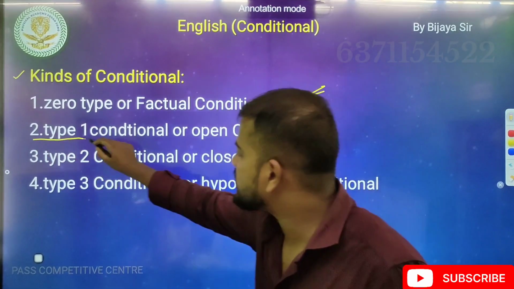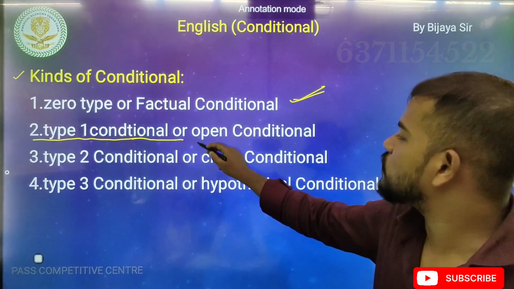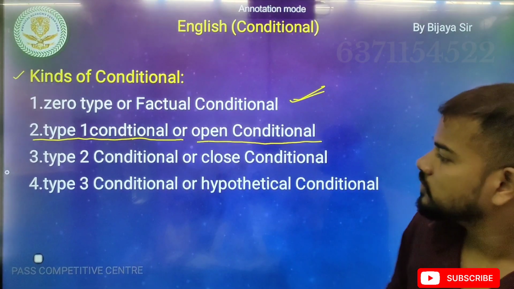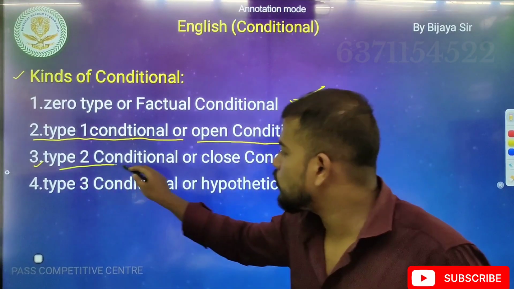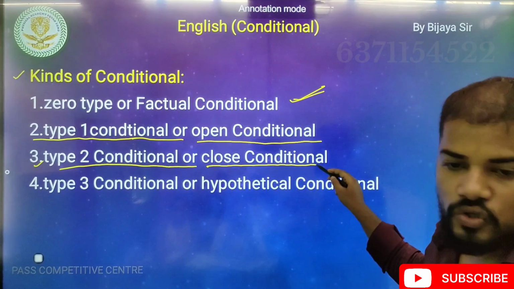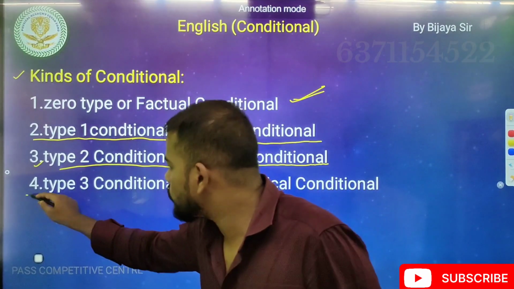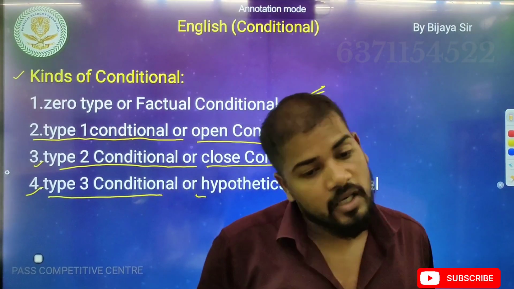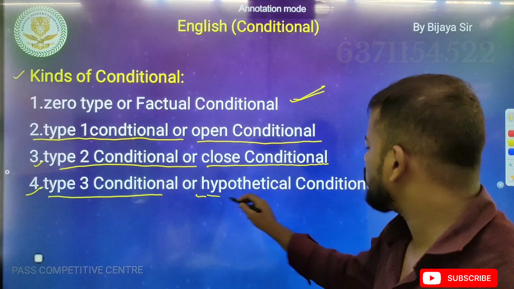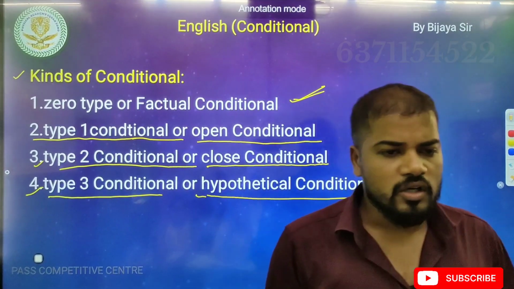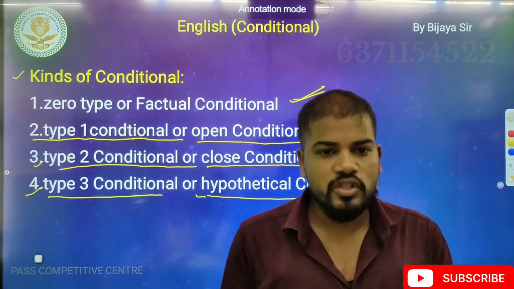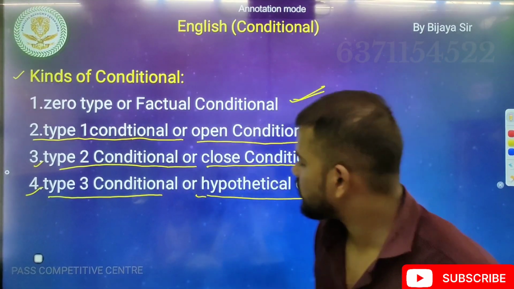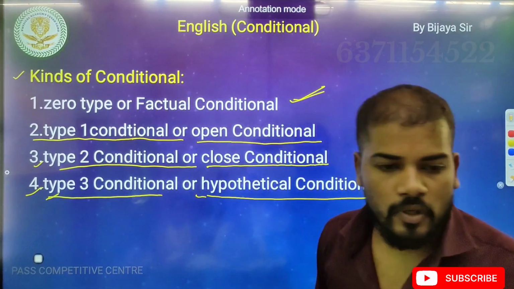Number two, dear students, that is type 1 conditional. It is also known as open conditional. Number 3, that is type 2 conditional, also known as closed conditional. And final one, dear students, that is type 3 conditional, also known as hypothetical conditional. So what is hypothetical conditional, dear students? Where we think of certain imaginary things, unreal things which are not possible in real life, that kind of conditional is known as hypothetical conditional, and it is the third type of conditional.